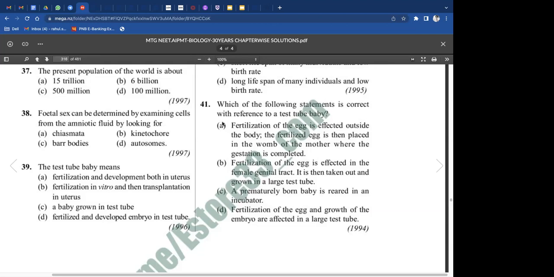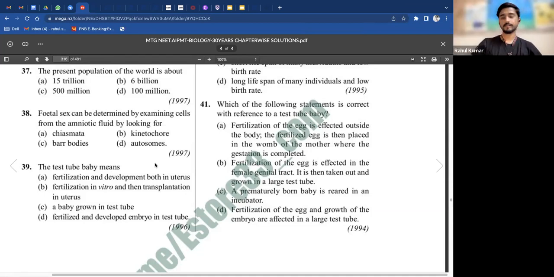B is not correct. The prematurely born baby is rarely. Fertilization of the egg and growth of the embryo are effected in a lab. Sir, option number A. Yes, correct. It's option number A. Perfect.